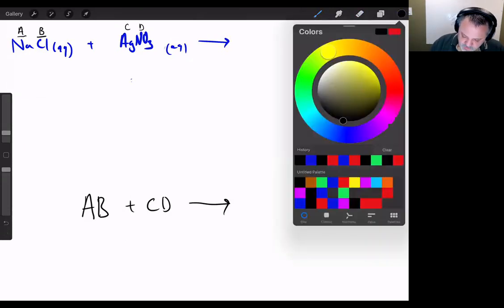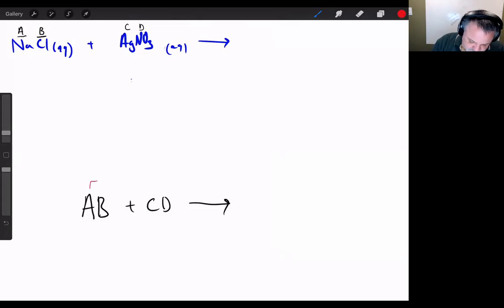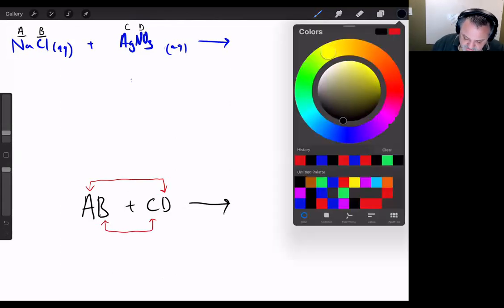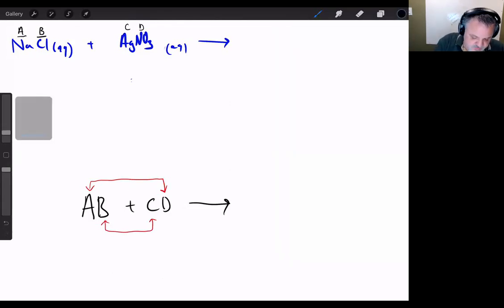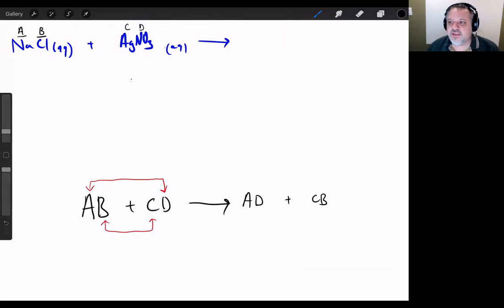How does this work? The bottom line is they swap partners. Cation A will move and get together with anion D. Cation C will get together with anion B. And by convention, we always list the cations first. So it'll be AD and CB. This is double replacement.